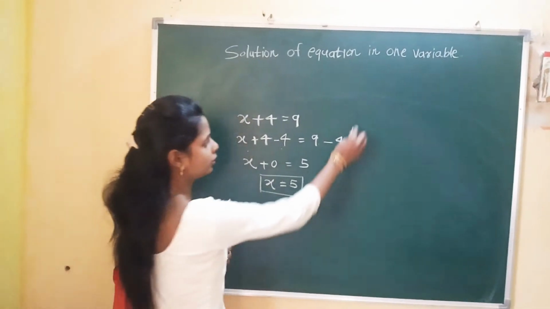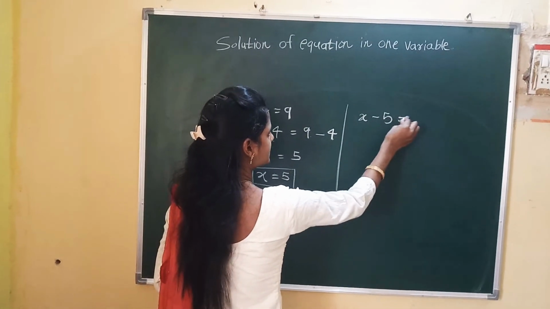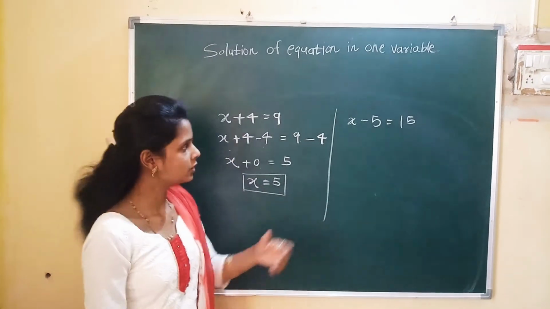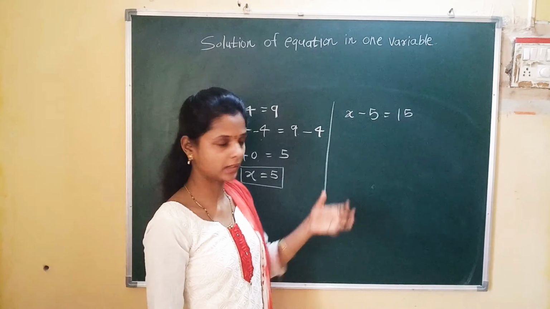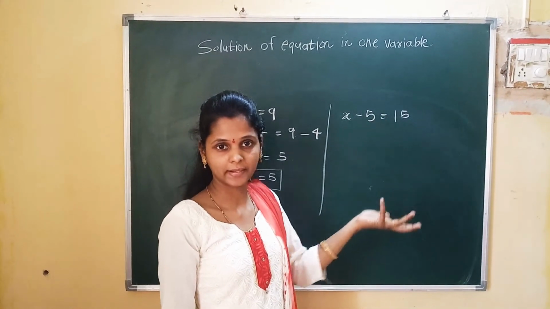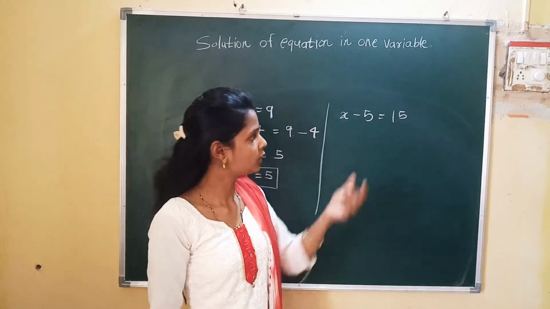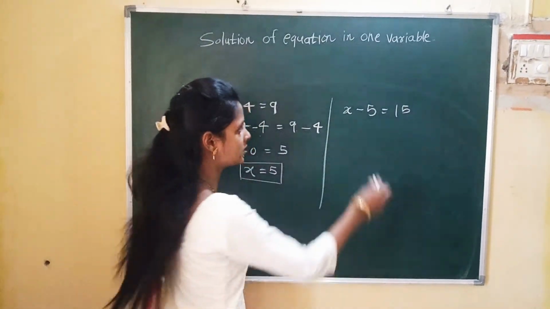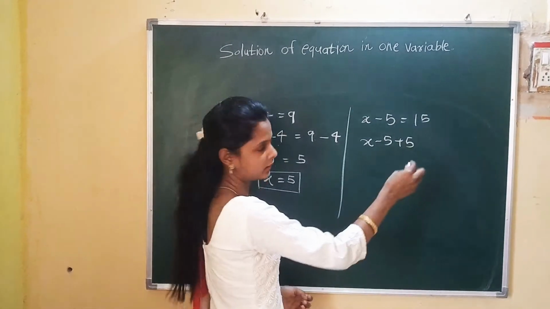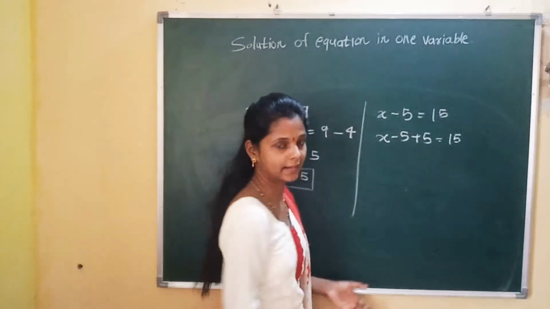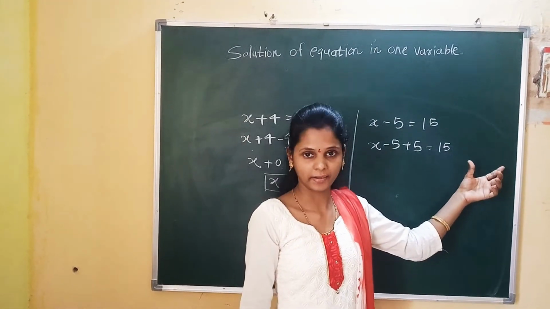Suppose I have to do x minus 5 is equal to 15. Now in this equation here is a minus 5. So I have to do something so that this 5 will get cancelled. As here it is a minus 5, I have to add 5 so that minus 5 and plus 5 become 0. So x minus 5, I'm going to add plus 5, and then 15. Like I said, if I am doing something on the left hand side, I have to do the same thing on the right hand side also.